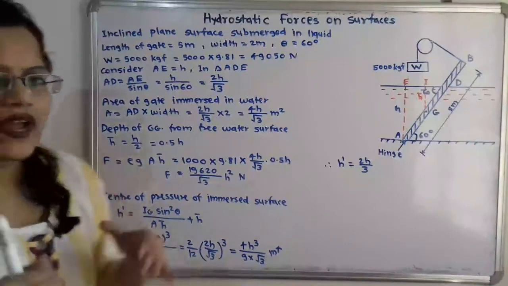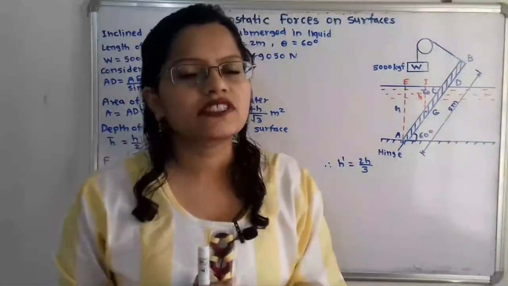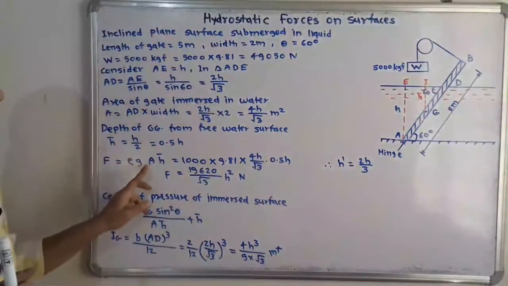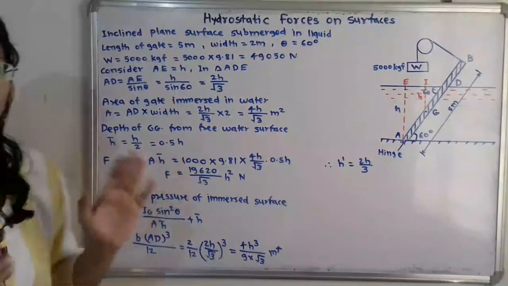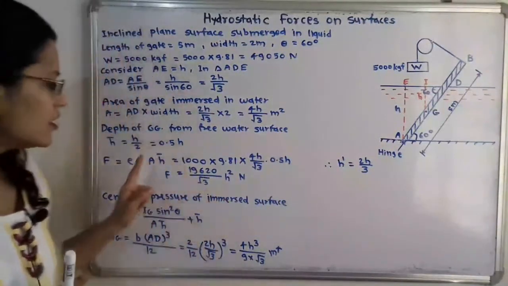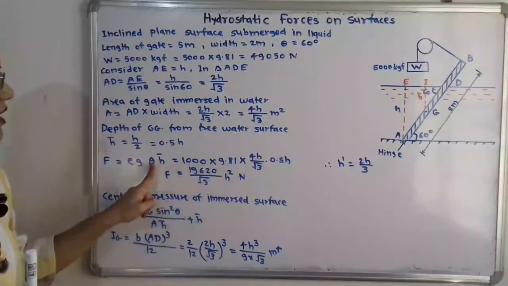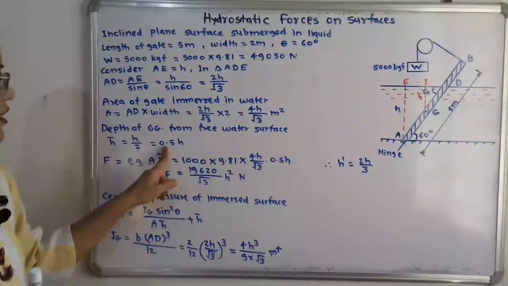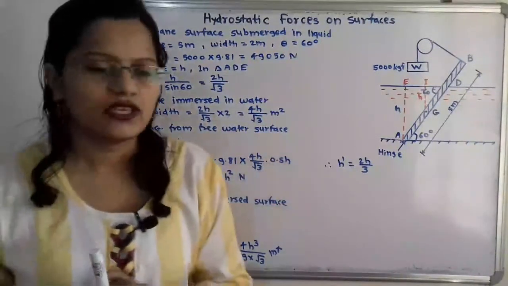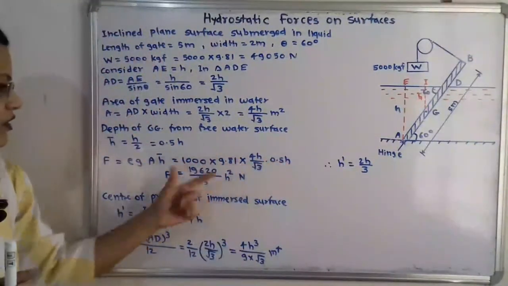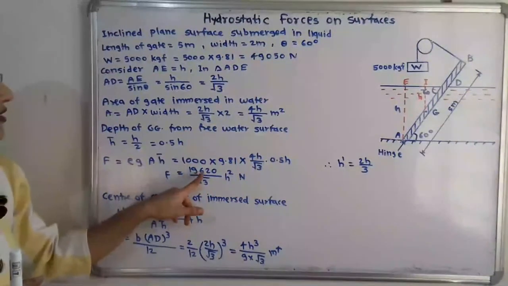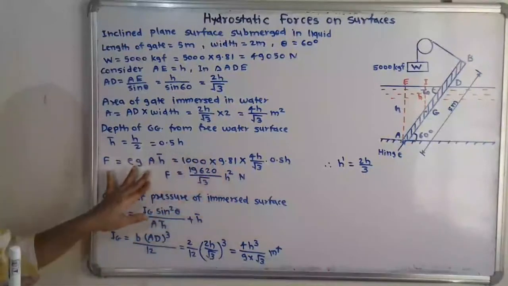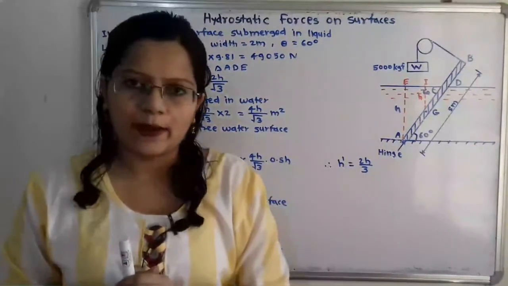Now we will find out what is the total force getting applied by the water on the gate. So F is equal to rho g A h bar. So rho means 1000, that is the density of water. g is 9.81. A, that we have calculated, 4h by root 3, and h bar 0.5h. So if we calculate this, we will get here 19,620 by root 3 h square Newton. So this is the total force that is getting applied.